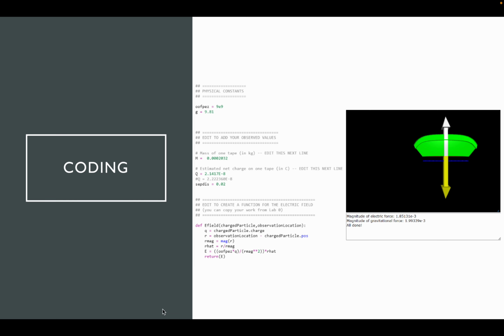So in terms of the coding, as I said before, these were the magnitudes of the forces we got using our estimated charge, and we can see the instances of how many charges we had distributed across it in the next slide. But in terms of the actual coding, we have our constants here: the mass, the estimated charge used, and the adjusted charge used, but I'll get into that later, and the separation distance. Then we have the function for an electric field of a point charge, which we then integrate as many times as we want to assume the charge is evenly distributed across the tape.